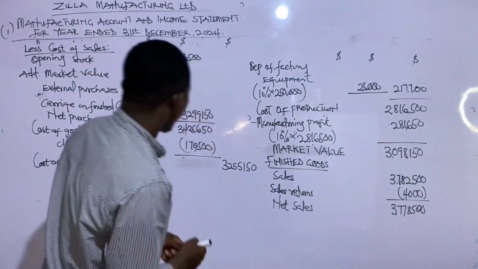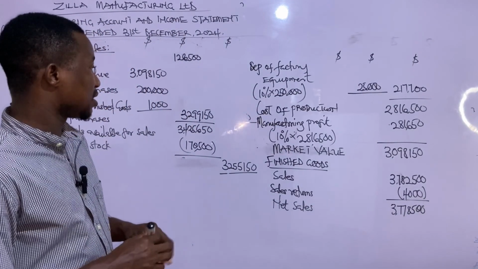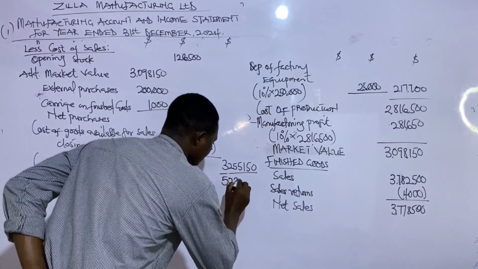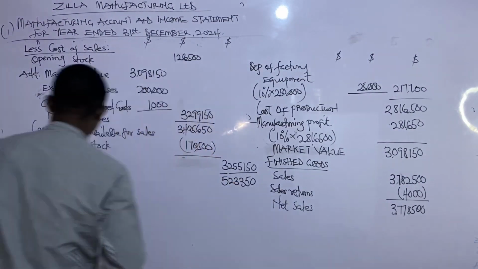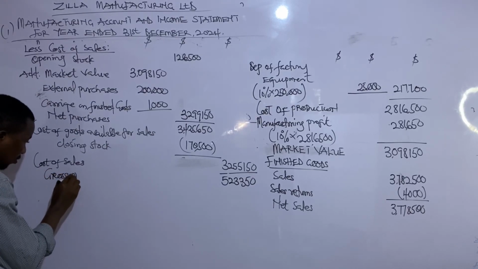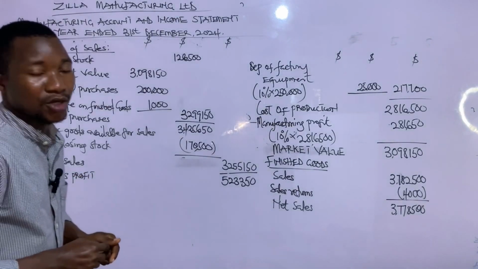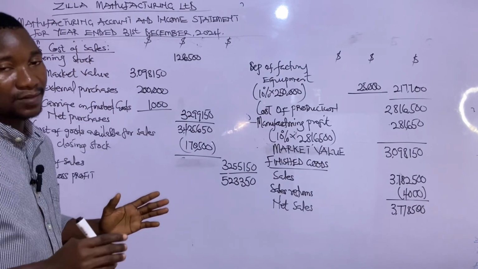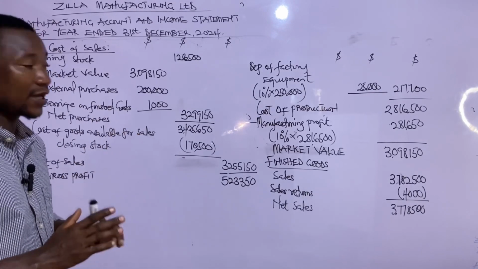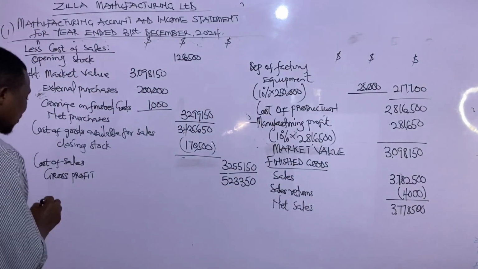Now we subtract the cost of sales from the net sales. We arrive at 523,350. So 523,350. This represents the gross profit. The gross profit. Okay. Now, after determining the gross profit, now we add other incomes. Take note, the manufacturing profit we've calculated for is one of the other income. So the manufacturing profit we've calculated for is 281,650.